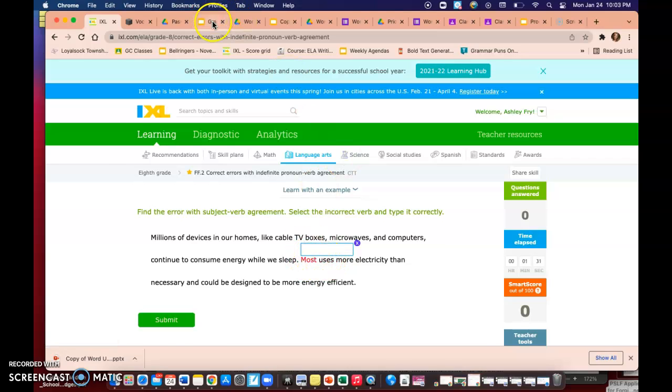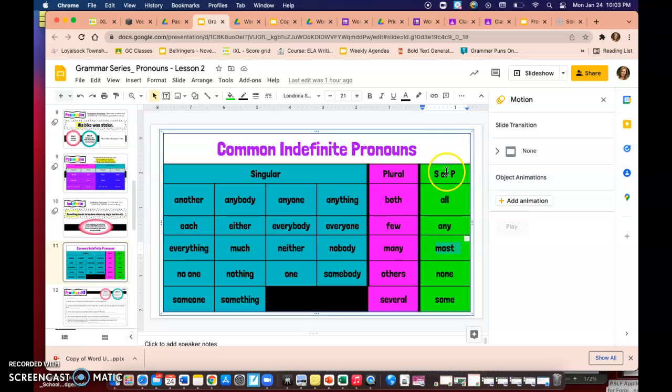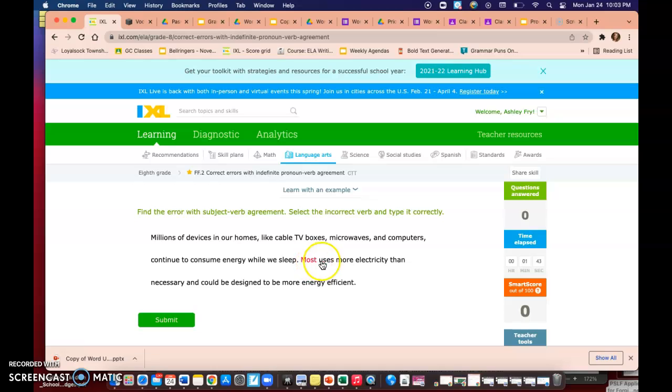Now, let's go back to this chart here. It says that most can be either singular or plural. So that poses a little bit of a conundrum here, because we could say most uses, and we're saying that it's a singular pronoun. But take a look at the antecedent of this pronoun. Millions of devices. Now, devices, that is a plural antecedent. So because of that, most here is a plural pronoun.